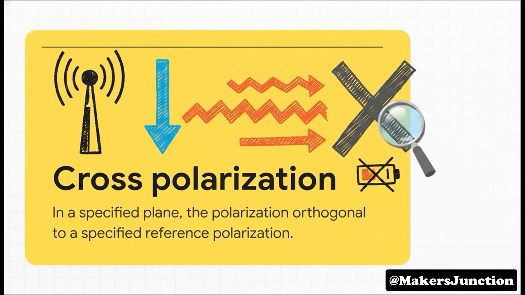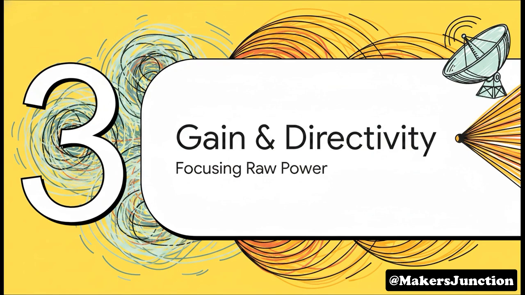But we have to contrast that immediately with cross-polarization. This is the polarization that's orthogonal, meaning at a right angle to that intended reference polarization. In the real world, cross-polarization usually means unwanted or just completely wasted energy. Like, if your antenna is trying to catch a vertical wave, but a bunch of energy is hitting it horizontally, yeah, that's cross-polarization.